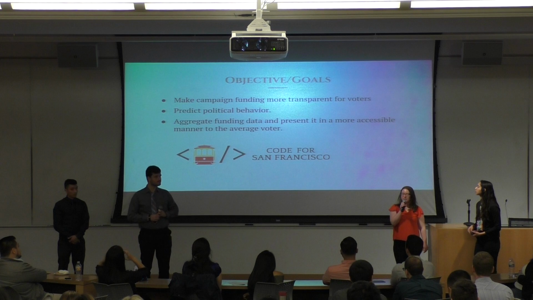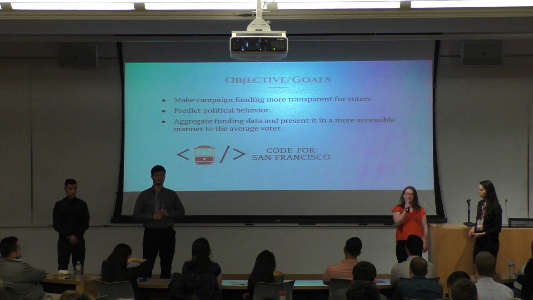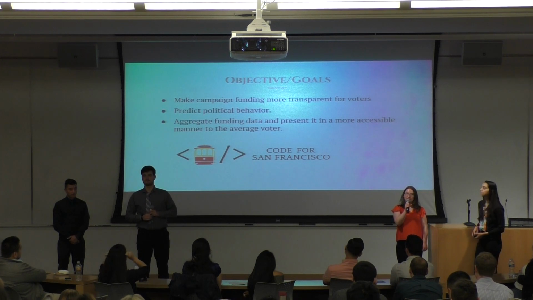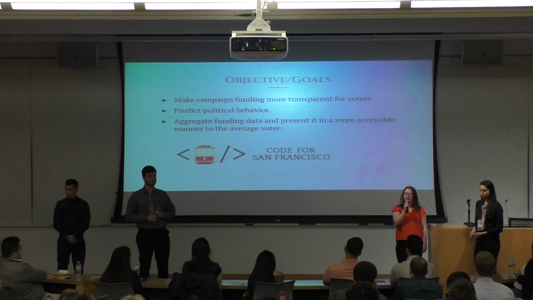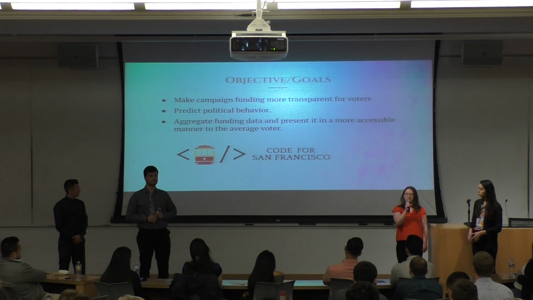For this project, we worked with Code for San Francisco to complete 3 objectives. One was to make campaign funding more accessible, the second one was to make it more transparent, and our third was to show how funding impacts politicians' voting behavior.